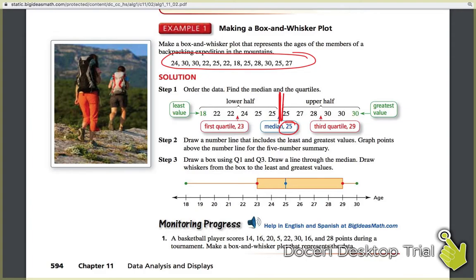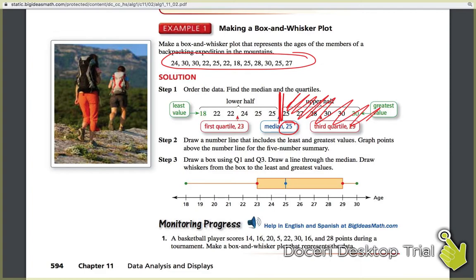Okay, so now we've got the lower half this way. We've got the upper half this way. So what we do is we take that lower half, and now we find the median again. Find the median of just that lower half. So ignore the upper half for right now and just find the median of the lower half.